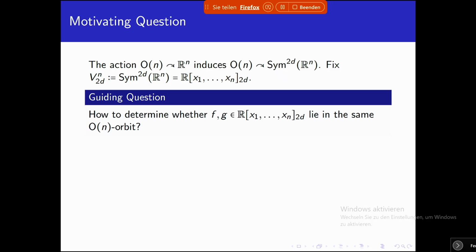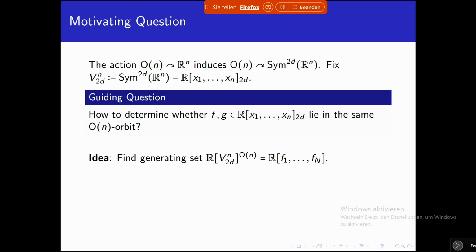And now we want to determine whether 2 of these polynomials or symmetric tensors actually lie in the same orbit. So we rotate their underlying space, and the question is, can they somehow be moved to one another? And one idea to start out with, how to solve this question, would be to look at the invariant ring. So a very bold first idea is to find a generating set for the ring of invariants, which is just the coordinate ring of our vector space. So V_{2d,n} is a very large vector space, right? And now we take a look at all polynomials on this vector space, which is like a huge set.